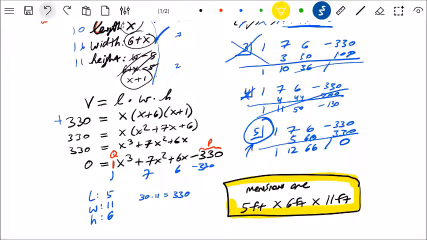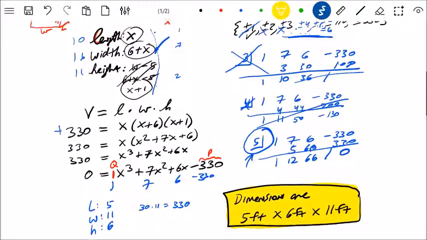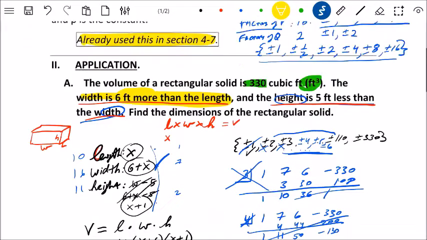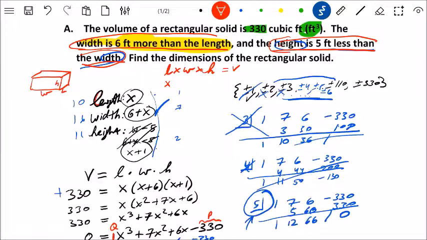So you see that what this question took was remembering first the relatively simple formula that volume is length times width times height, but then making sense of the wording in the problem. In particular, this wording that the width is 6 feet more than the length, and the height is 5 feet less than the width. Those two gave us this and this.